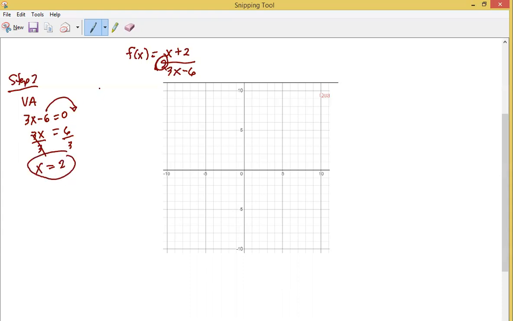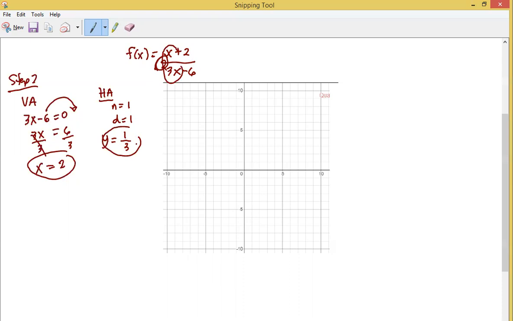Next, for our horizontal asymptote, we base it on the degrees of the numerator. The degree of the numerator is 1 for x. The degree of the denominator is also 1 because we have 3x. So our horizontal asymptote is the ratio of the numerical coefficients of our leading coefficients. So we have 1 over 3, or that is 1/3.